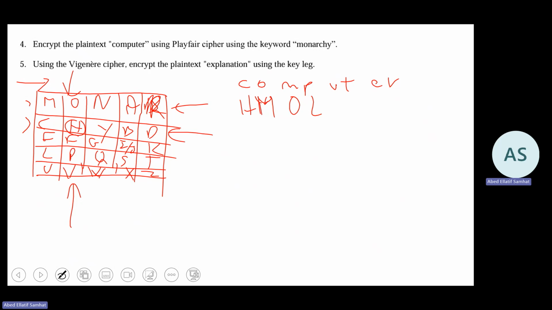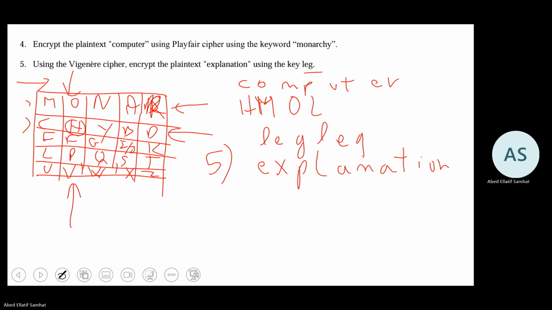For exercise 5, using the Vigenère cipher, you should encrypt the plain text using the key leg. Remember that using Vigenère, we have a key, and for each letter we should encrypt. So in this case, if we have explanation X, we should have, as we said, a key for each letter, and typically the key is leg, so we have to put leg.